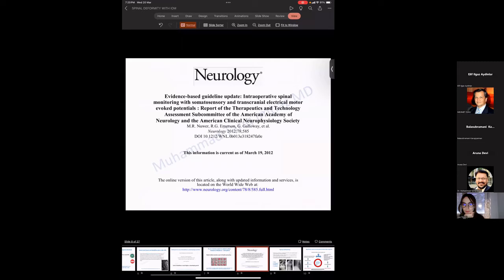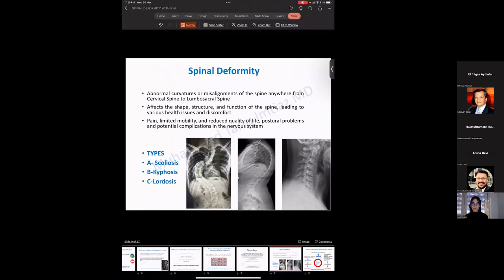Now, the American Academy of Neurology came out in 2012 and suggested that somatosensory evoked potentials and fast transcranial motor evoked potentials should be used in intraoperative monitoring for spinal surgeries, and hence I thought to place this slide as a relevant slide because I'm talking about deformity surgeries. Now, spinal deformity, I'm not going into the surgical details as most of the surgeons are amongst the audience, but there are important types, kyphosis and lordosis.